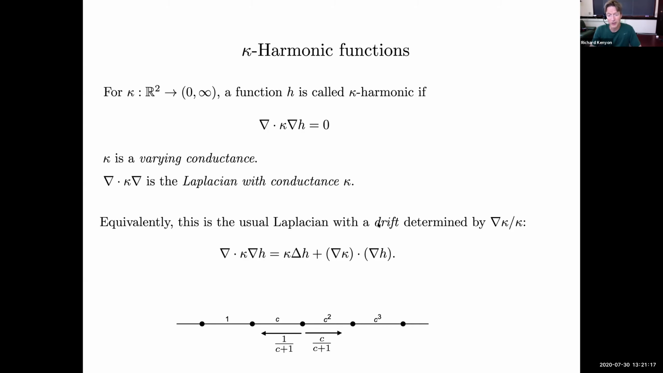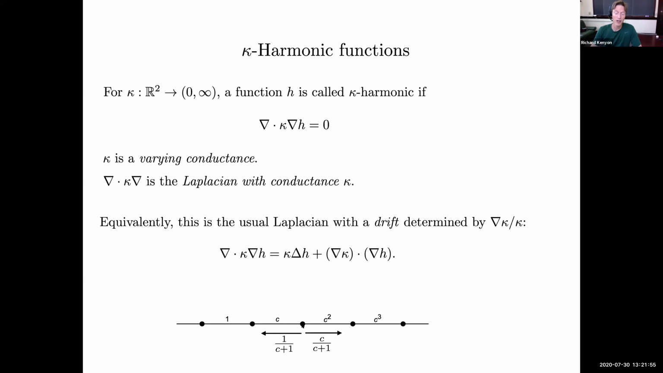And if you like, you could think of this as having a usual Laplacian with a drift, but the drift is given by this quantity, gradient of kappa over kappa. I just put a simple one-dimensional example here. Imagine you are doing a random walk on the integers, but the conductance is a geometric series: 1, c, c squared, c cubed, and so on, c inverse, c to the minus 2. So the wires are getting exponentially thicker as you move to the right.